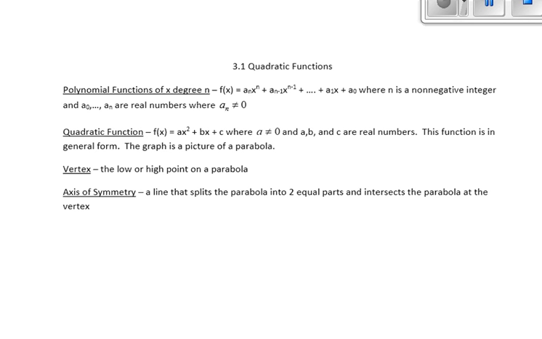In this video, we're going to talk about how to graph quadratic functions. A polynomial function of degree n has the following form, where n is a non-negative integer, meaning the exponent powers. a0 through an are real numbers, and a_n, the leading coefficient, is not equal to 0. So here is an example of a polynomial function of degree n.